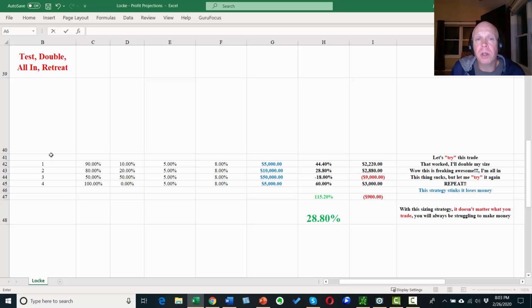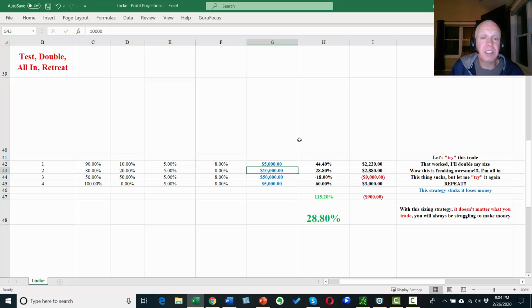So they start in year one testing with a very small amount of capital, say a planned capital of $5,000. So they'll spend a period of time at $5,000 and everything's going fairly well. So they're like, I'm going to double my size. And they double their size. They go to $10,000. And then they have another good year. They win 80% of their trades. Not as many percentage-wise, but still a very good year. They end up with 28.8% for the year, or with their $10,000, $2,800.